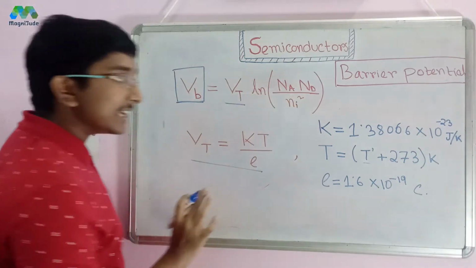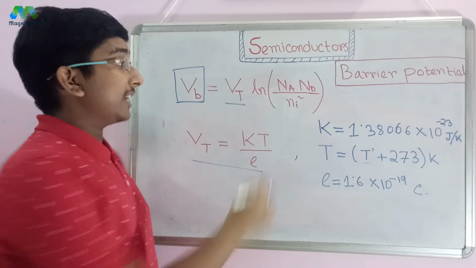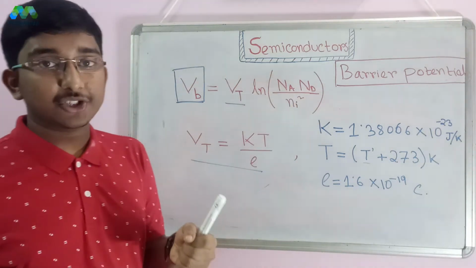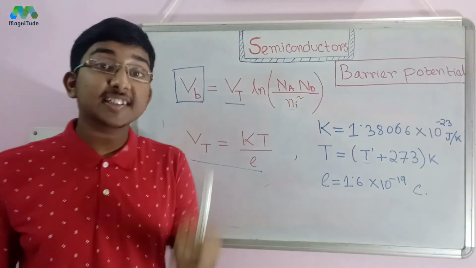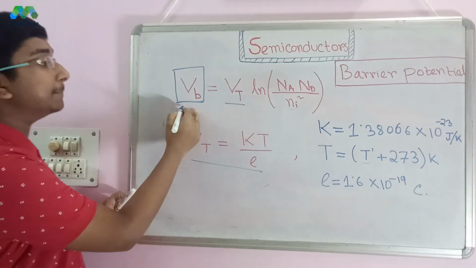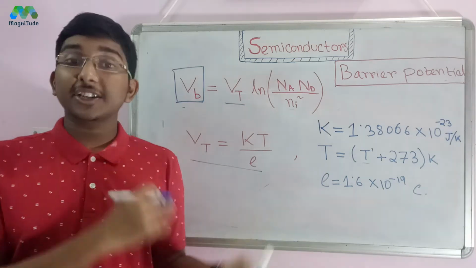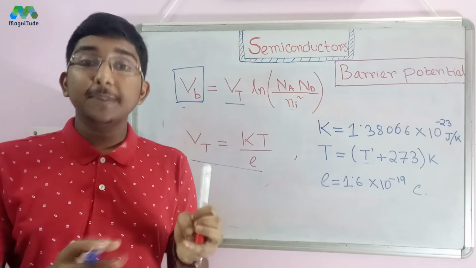So what is Na? Na is the acceptor concentration, and Nd is the donor concentration. And we all know what Ni is. Ni is the intrinsic carrier concentration. So in this way we can find the barrier potential of any kind of semiconductor material, means the barrier potential of any PN junction.